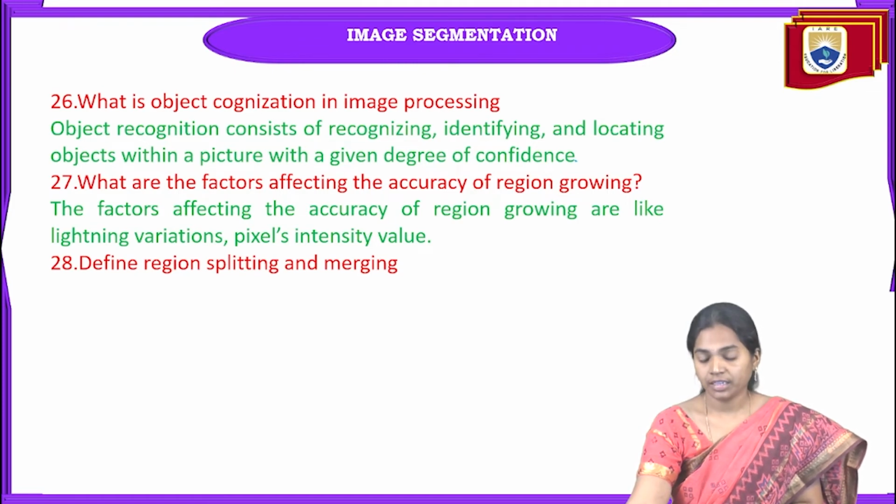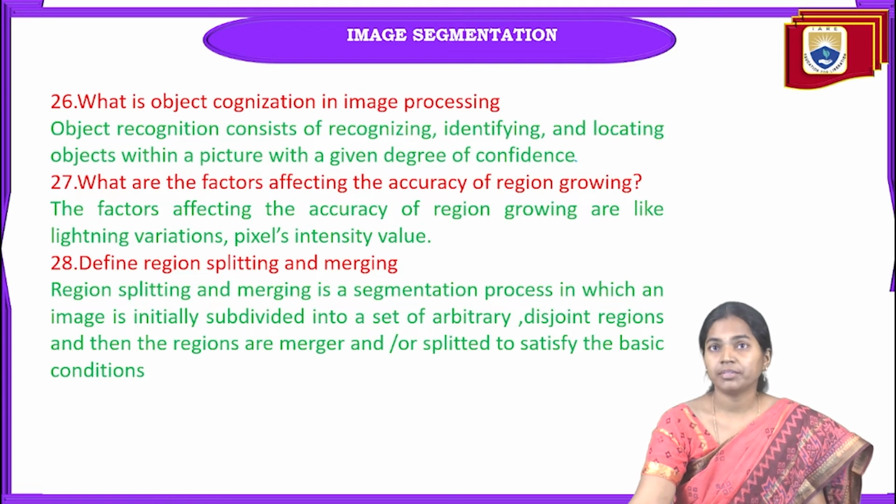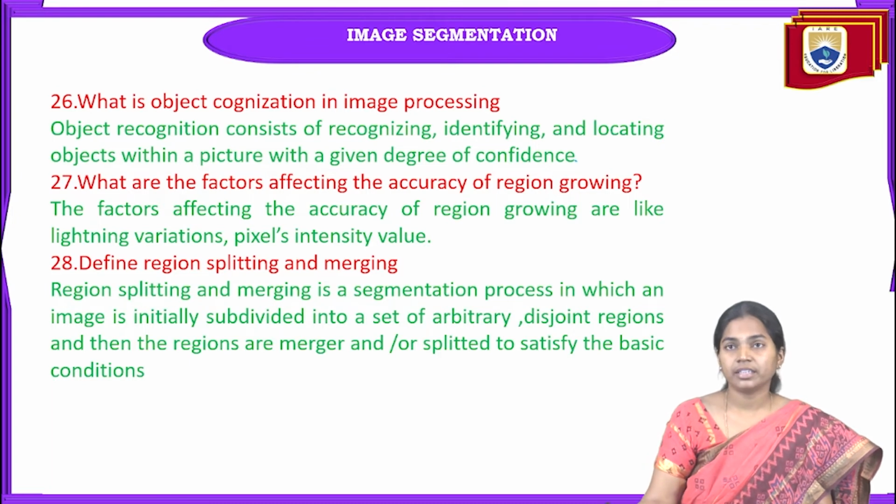Define region splitting and merging. Region splitting and merging is a segmentation process in which an image is initially subdivided into a set of arbitrary or disjoint regions, and then the regions are merged and split to satisfy the basic condition.